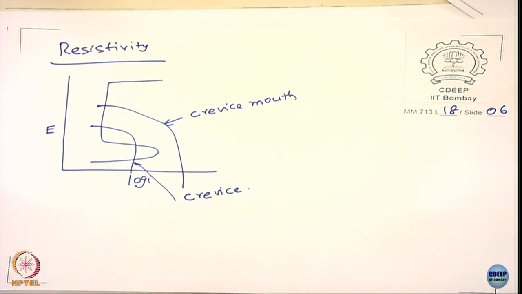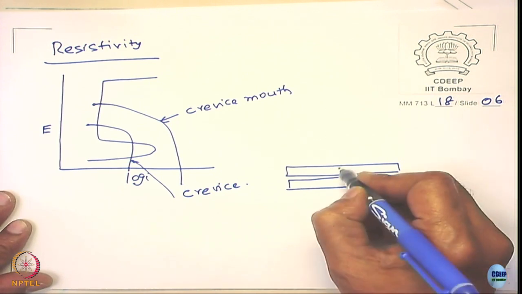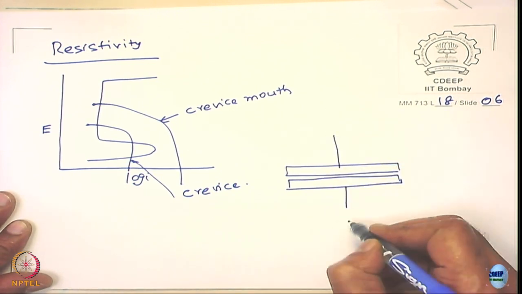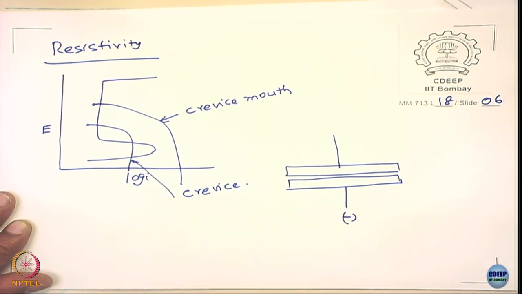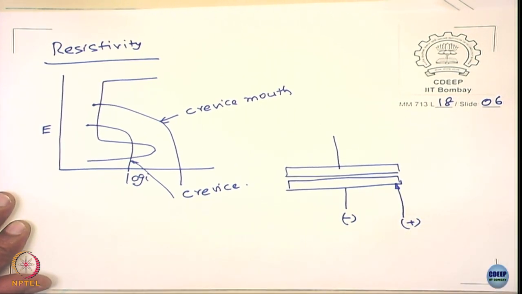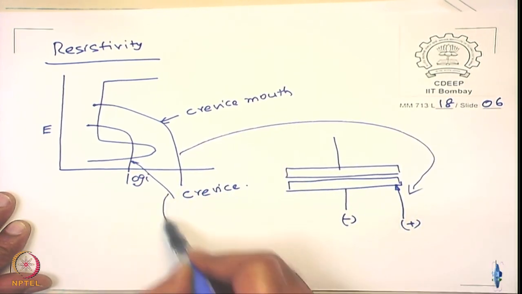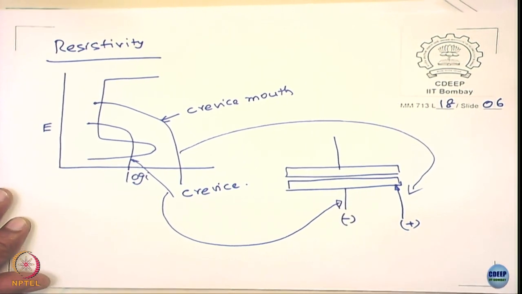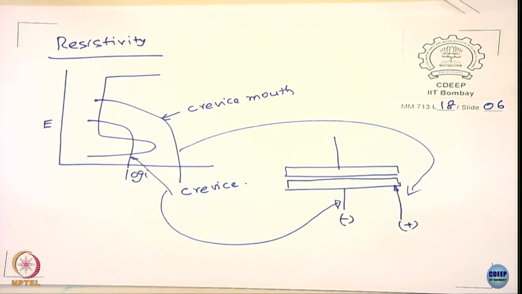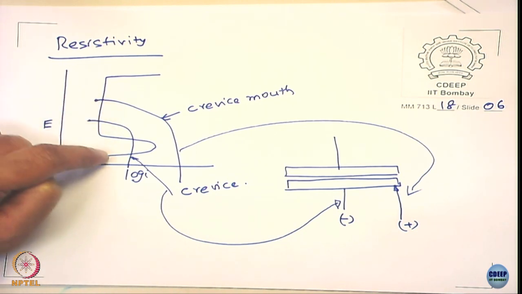Okay. So, what does it mean? So, this is the place where the potential is, let us say, relatively negative, and this place potential is relatively positive, okay. This corresponds to this, correct or not? What moves the potential from here to this? It is oxygen that makes the potential move from here to this, right.